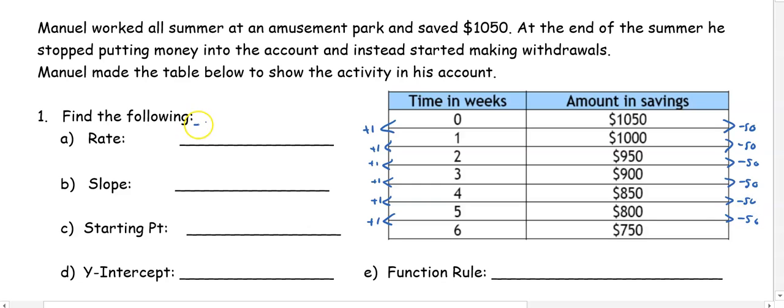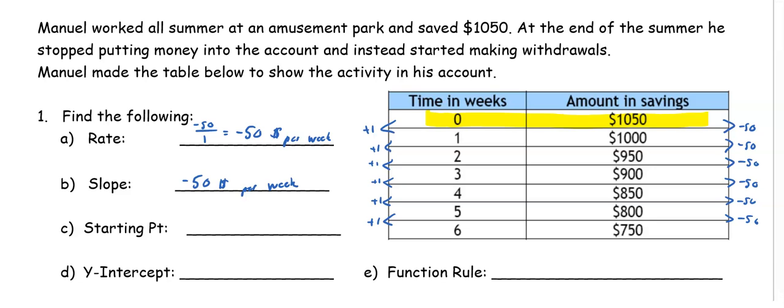So our rate then is going to be -50 over 1, which is equal to -$50 per week. Remember that rate and slope are the same, so our slope is also going to be -$50 per week. The starting point, remember, is wherever we have a 0. So where we have a 0 happens to be our first row. Remember, that's not always the case. So our starting point is (0, 1,050), which is also our y-intercept.